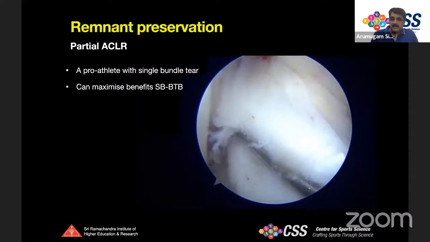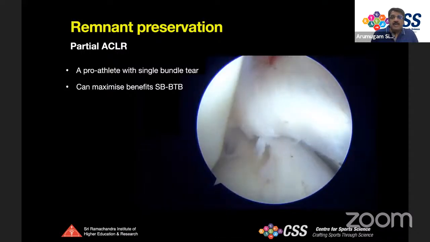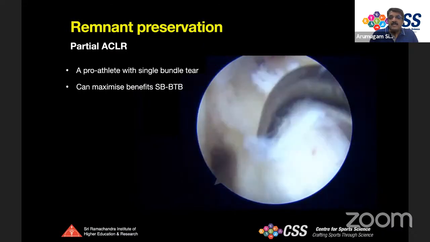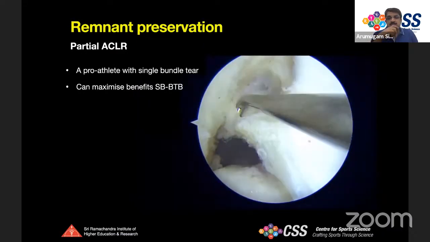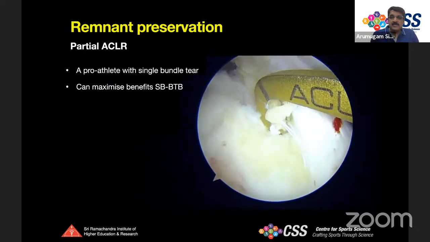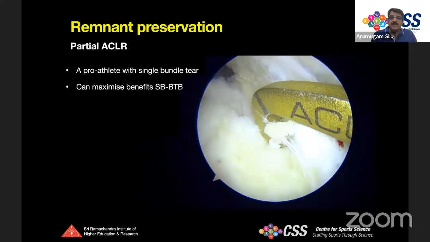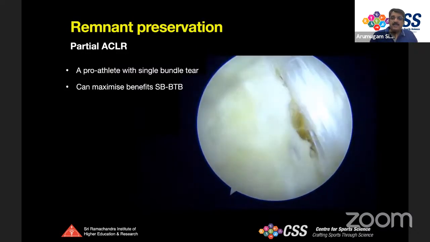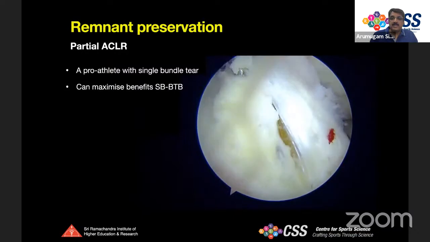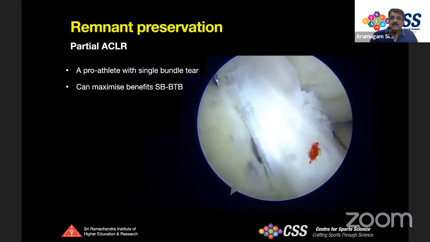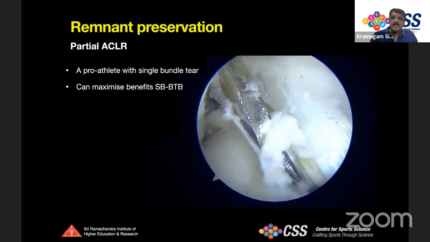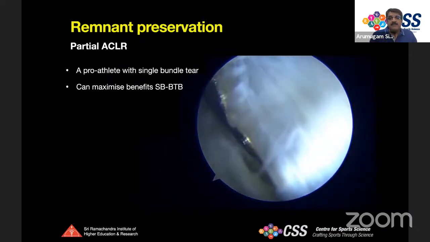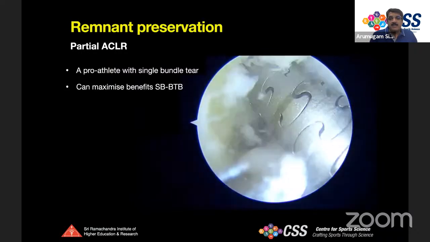Another myth is that you can't do a partial ACL reconstruction, that you can't preserve the remnant. This is an athlete where most of the AM is gone and the PL is gone, and most of the tibial remnant is preserved. So we use the BTB graft, but here we use 9 millimeter for the patella, 10 for the tibia. We ream the tibial tunnel as we normally do, then preserve the tibial remnant as much as possible. And then we make the femoral tunnel at the anatomical point.